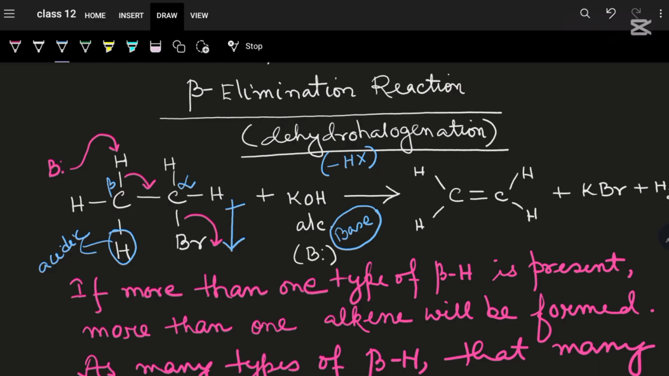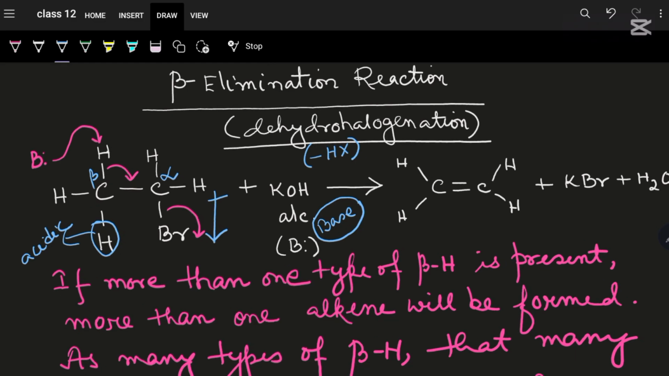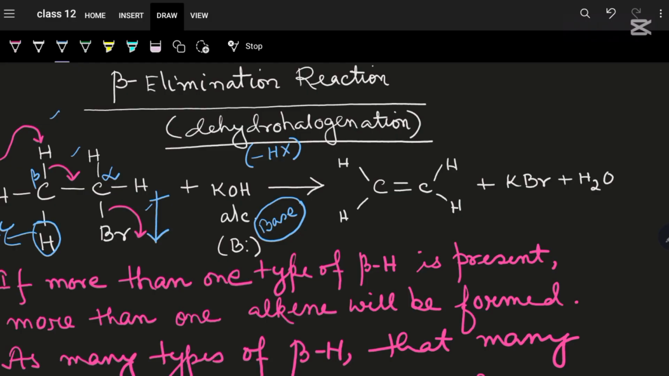So, for that reason, this H is abstracted by the base, forming a double bond, and Br minus leaving simultaneously. All these take place simultaneously. The base is abstracting the proton, formation of the double bond, Br minus leaving. So, you get a double bond between the alpha and the beta carbon, and you get alkene plus KBr plus H2O, since I have taken KOH.